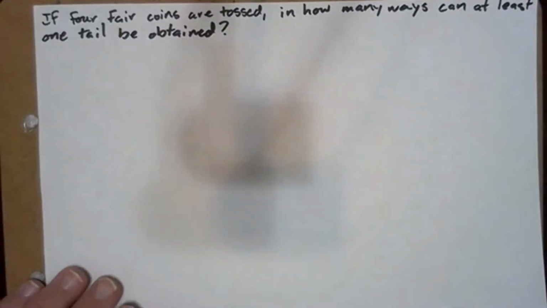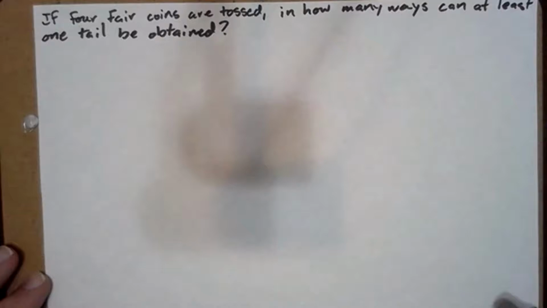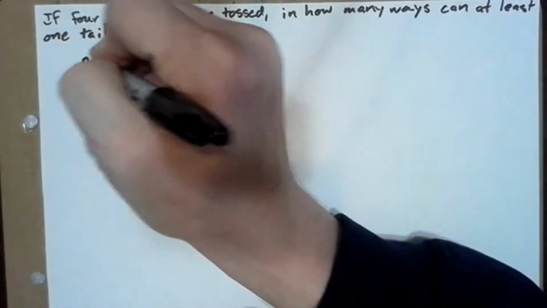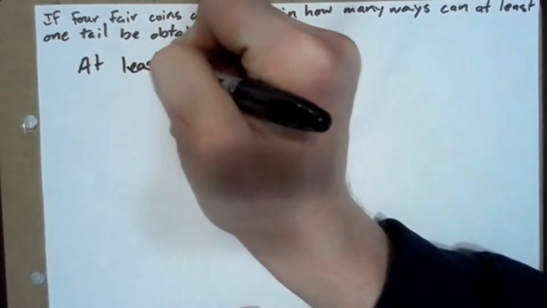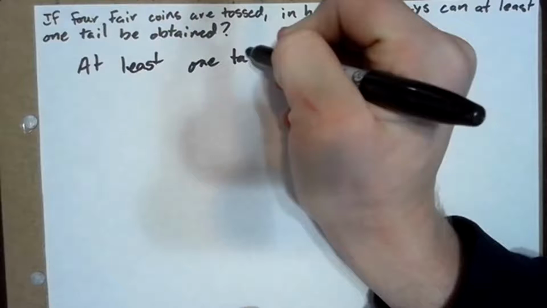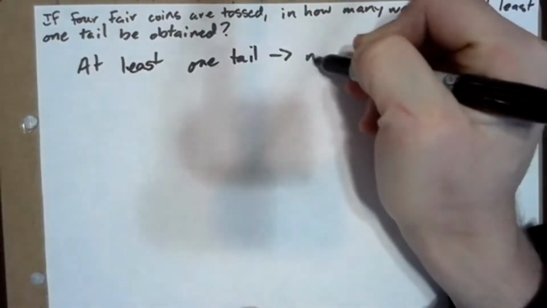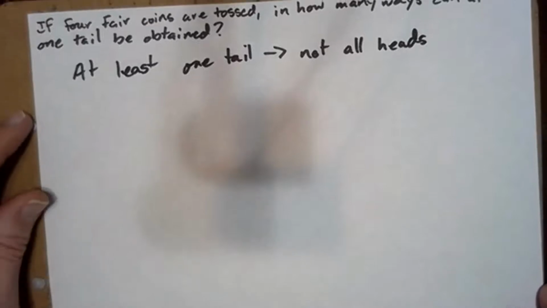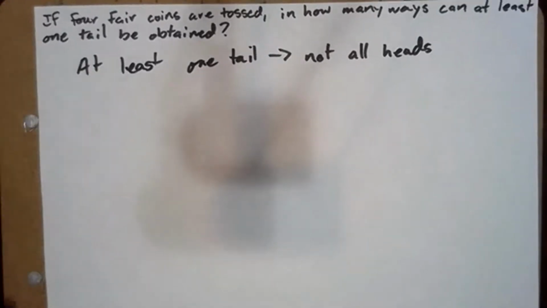If 4 fair coins are tossed, in how many ways can at least one tail be obtained? Okay, so here we need to know how many ways there are that we can have at least one tail. Well, at least one tail is the same as not all heads. Well, there's only one way to get all heads. To get all heads, we just have to flip 4 heads.